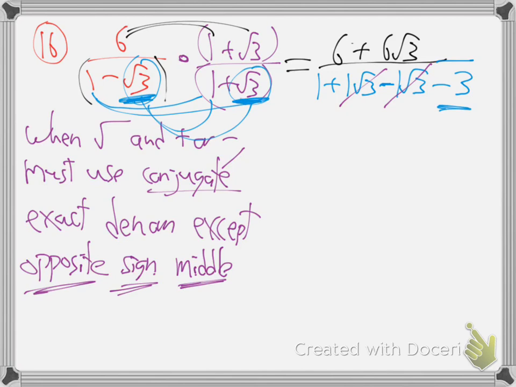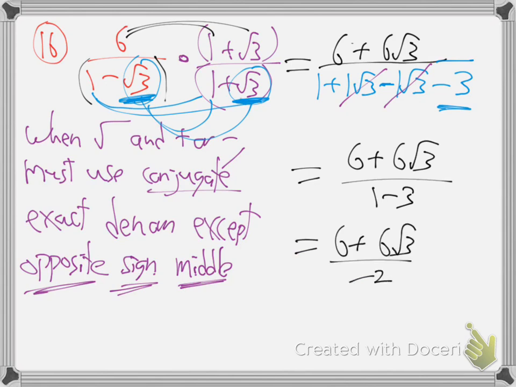So what does that leave us with? That leaves us with 6 plus 6 root 3 over 1 minus 3, which is 6 plus 6 root 3 over negative 2. Huh. Well, what can we do with that? You can put that negative 2 underneath both of them. You could just make it 2 separate fractions. And then what is 6 divided by negative 2? Negative 3. And 6 root 3 divided by negative 2 is negative 3 root 3.